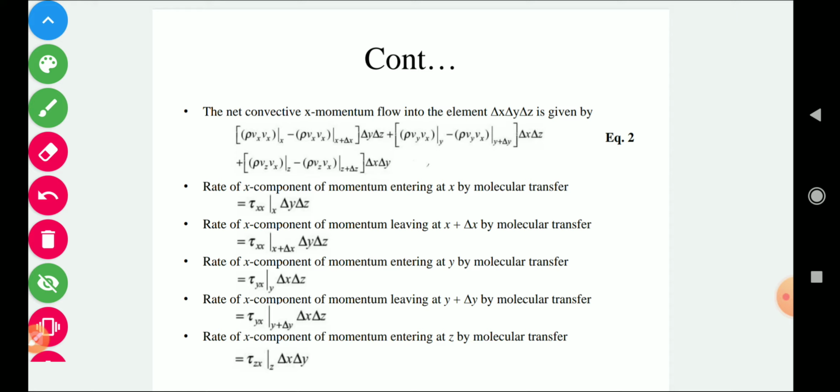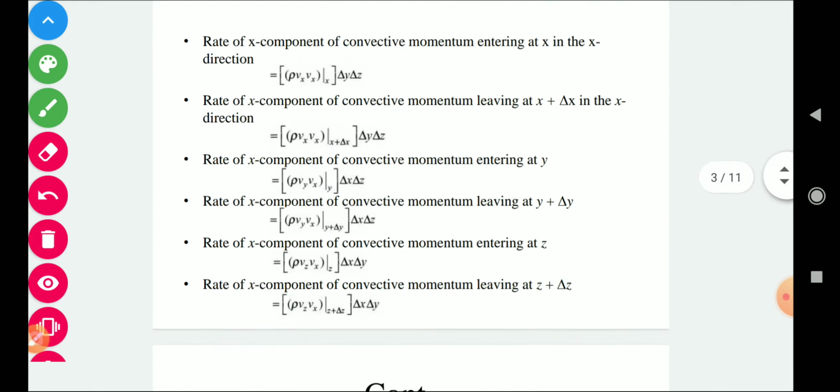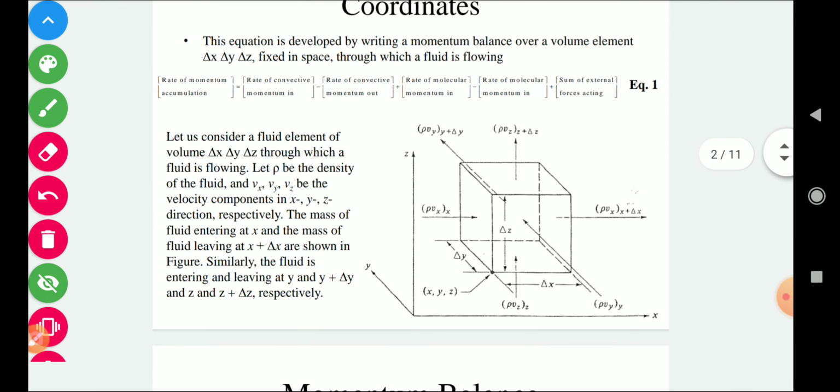Now net diffusive momentum or molecular momentum. Rate of x component of momentum entering at x by molecular transfer will be equal to tau xx into area. Area will be equal to delta y delta z, or you can see in x direction. In x direction, area will be delta y delta z.